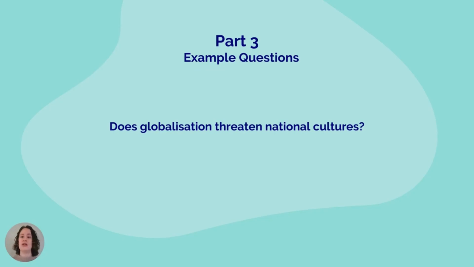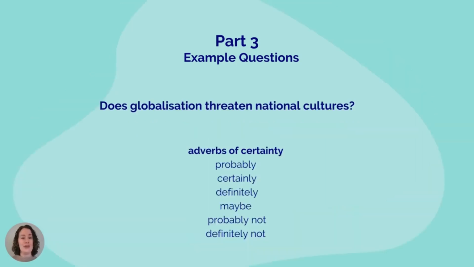Keeping in mind the marking criteria we just looked at, here's our first sample question for today. So, the question is, does globalization threaten national cultures? So, what kind of grammar structures do you think we could use in our answer? When I read that question, some grammar structures come to mind. For example, adverbs of certainty, such as probably. What were your ideas? Remember to share your ideas in the comment section or with your teacher.